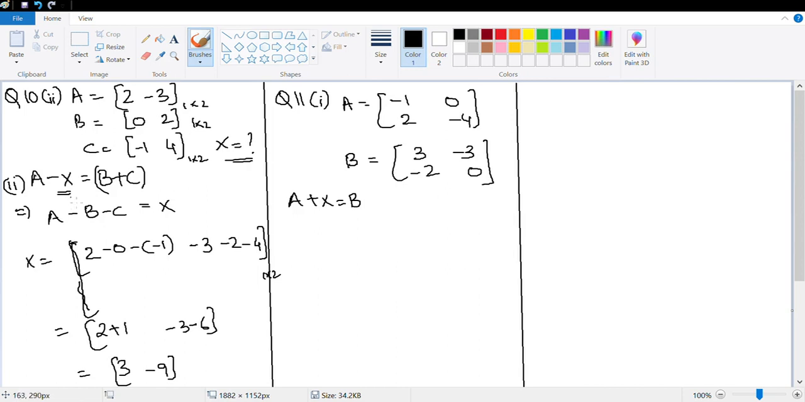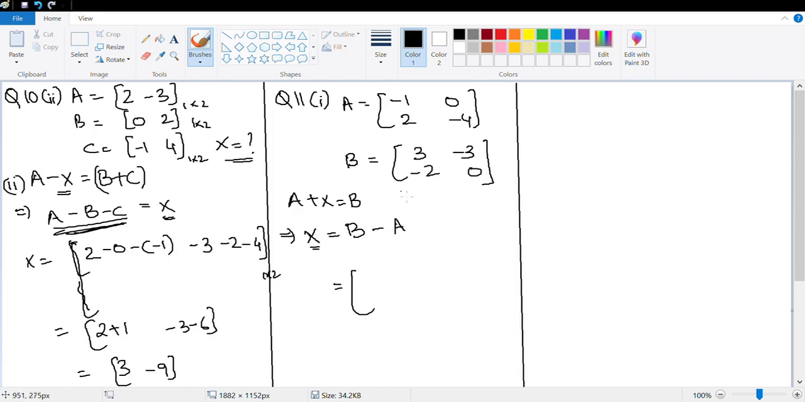Perfect. So it is advisable that you take the X on one side so that you are able to add the matrices or subtract them properly. Let's look at the last question. Last question is question number 11, part 1. It says given A is another matrix, B is some matrix, find X in each of the following cases. So A plus X is equal to B, which means X will be equal to B minus A. So since I need to find X, I may take X on one side and let's subtract.